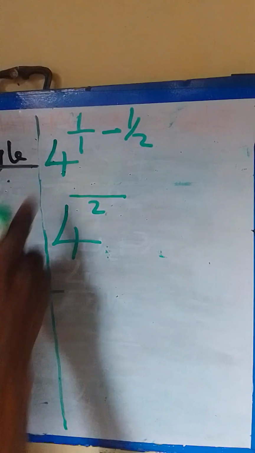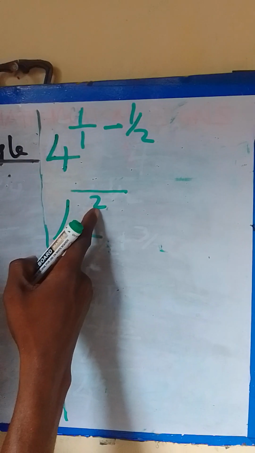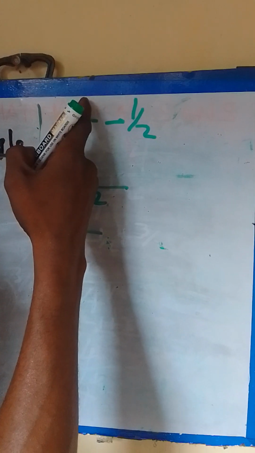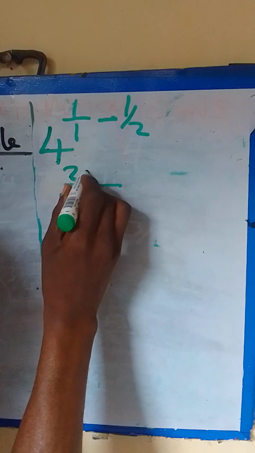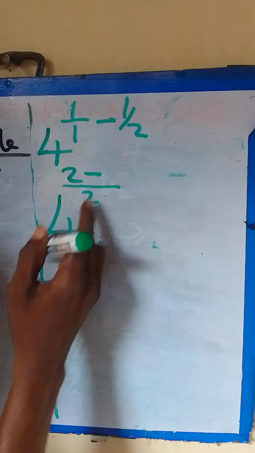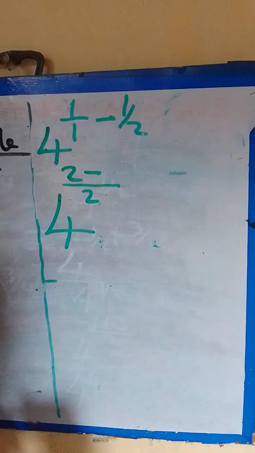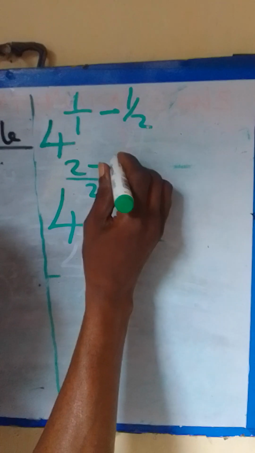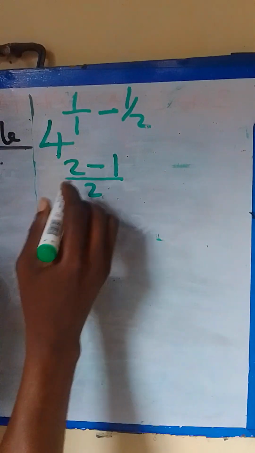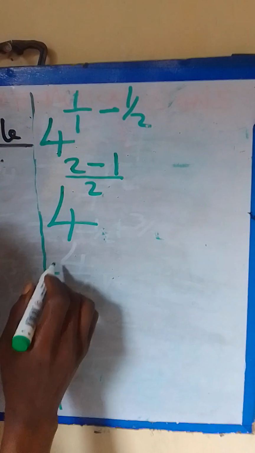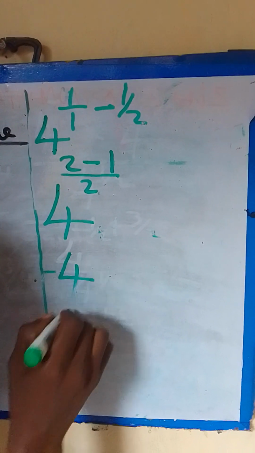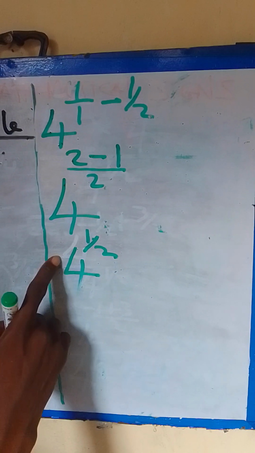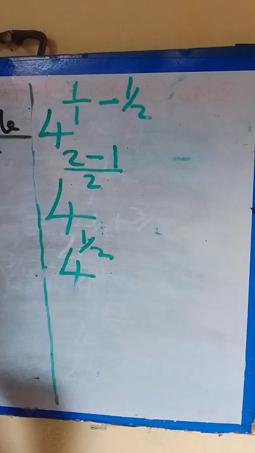Now take our normal line. Then 1 into 2 is 2 times. 2 times 1 is 2. Minus, 1 into 2 is 1 time. 1 times 1 is 1. So you are going to have 2 minus 1, which is 1, all over this 2. So this is 4 raised to power 1 all over 2.